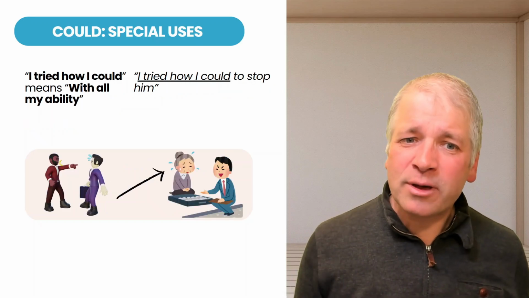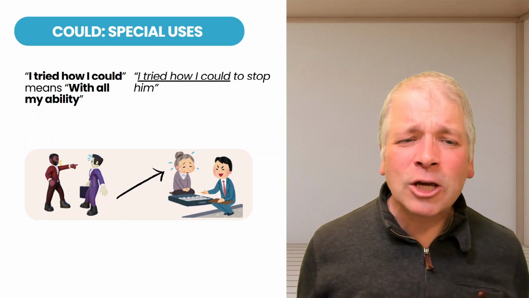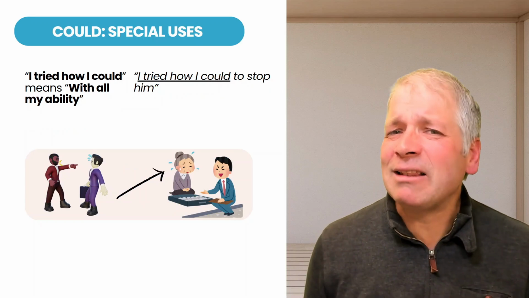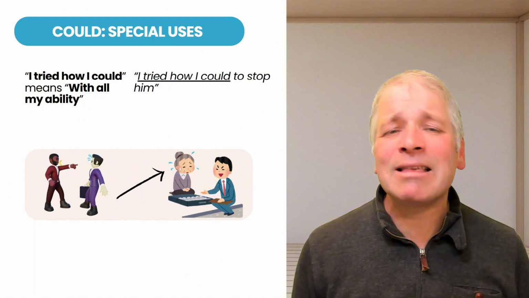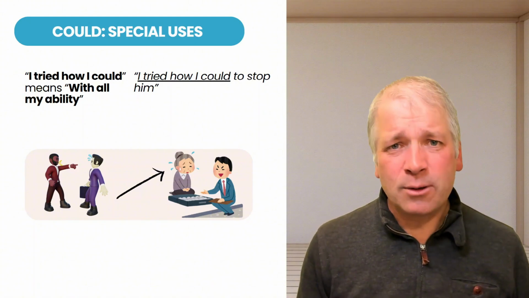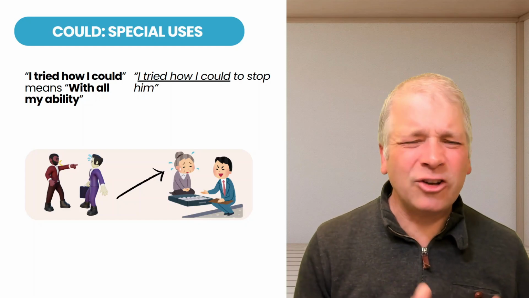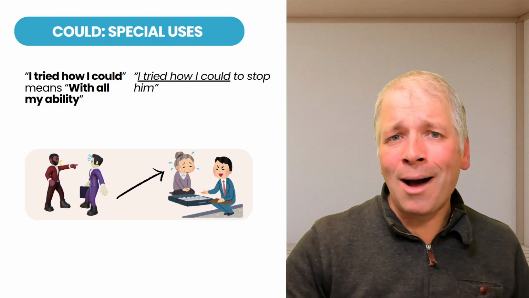Another special use is with the phrase, I tried how I could. I tried how I could to stop him. Look here at this lady who's gone to the manager and she's begging him, please don't fire him. But the manager says no. So when the lady goes back to the man, she says, I tried how I could to stop him. What it means is with all my ability.